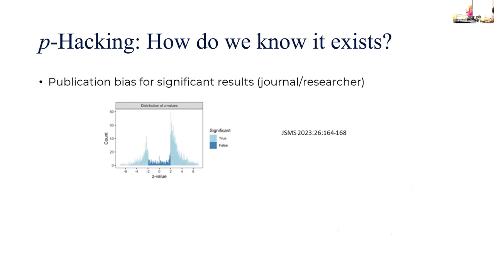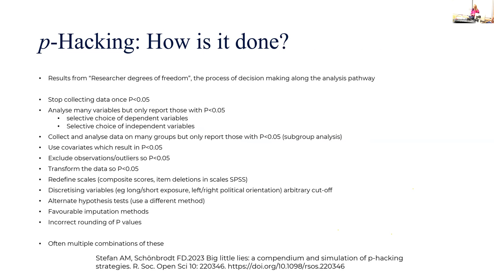So we don't actually know what the distribution should look like, but we definitely know that it shouldn't look like this, because this is clearly showing that papers that are not statistically significant are being published less often than the ones that are statistically significant.